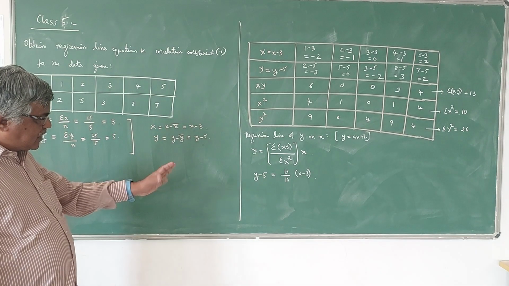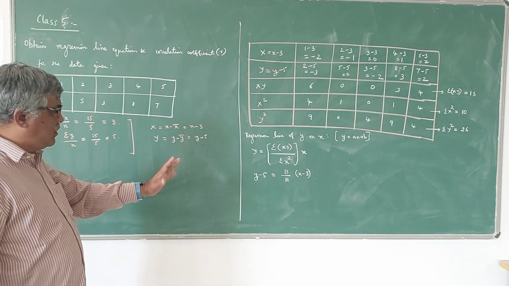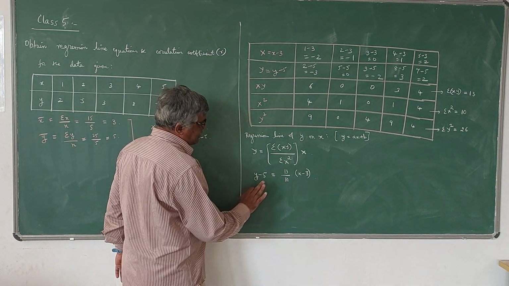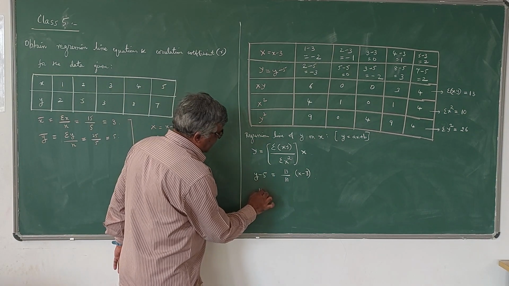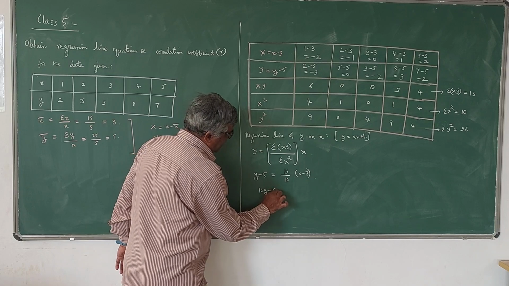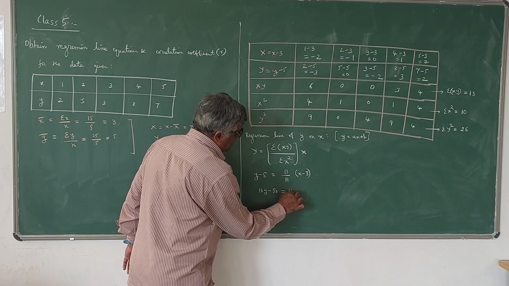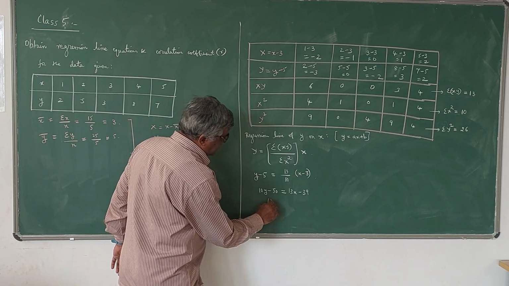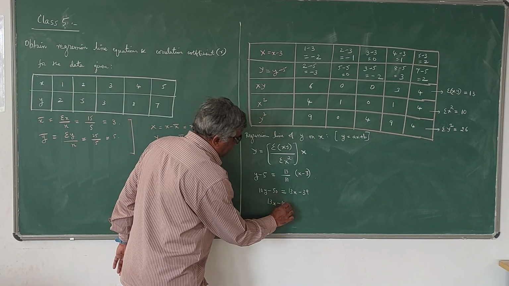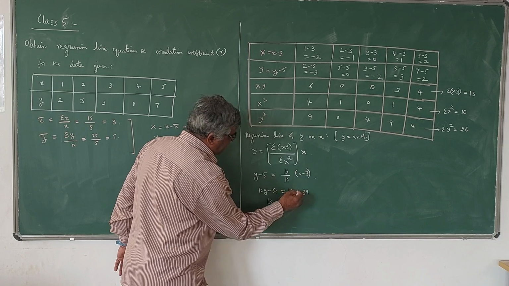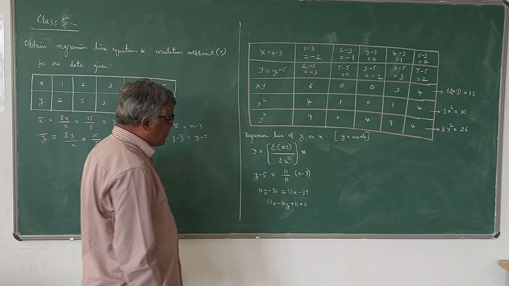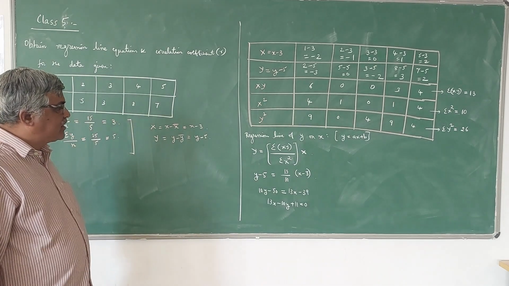So you can just cross multiply and write it in the form y is equal to ax plus b. So 10y minus 50, by cross multiplication, is equal to 13x minus 39. Or I can write this as 13x minus 10y minus 39 plus 50, that is plus 11, is equal to 0. So this is the equation.